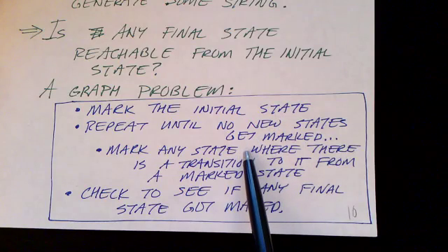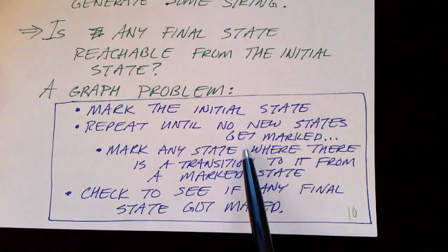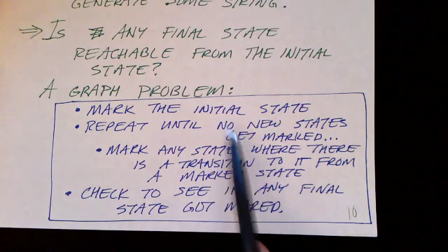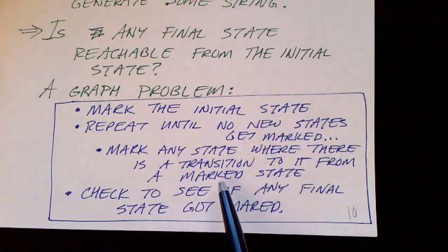So eventually, either every state will get marked or we'll stop marking things, but we won't keep marking states because we do not have an infinite, inexhaustible supply of states to mark. So eventually, we will not be able to mark any more states, and the loop will terminate. So this problem is decidable.